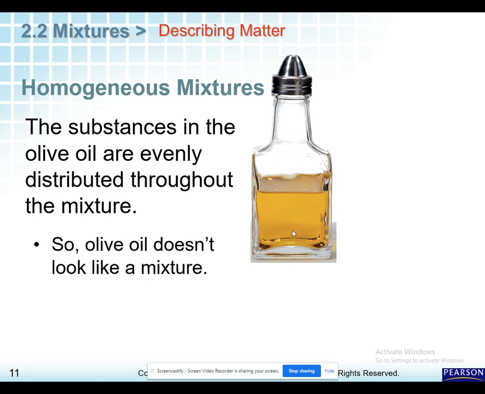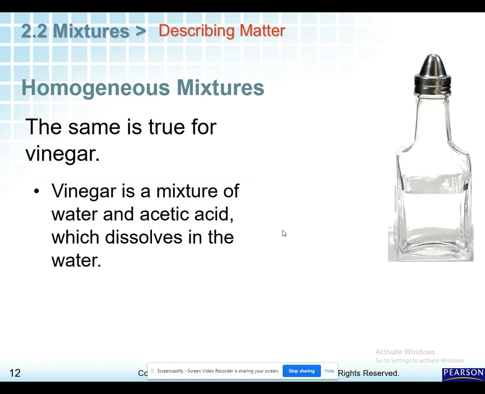So right here, this is olive oil. All of its particles that are mixed together are evenly distributed, so it doesn't look like a mixture. Same with vinegar. But in fact, both of these things are mixtures. Vinegar is a mixture of water and acetic acid. So again, all we did was took acetic acid and we dissolved it in water, and it looks the same, but it is in fact a mixture.